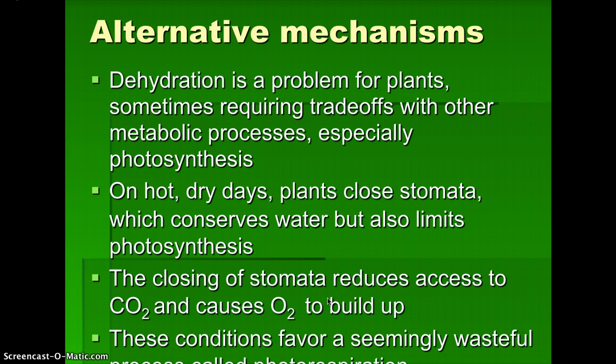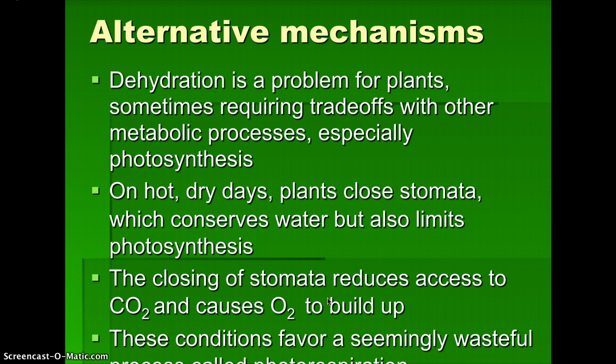Next, now we're going to look at the alternative pathways or alternative mechanisms for photosynthesis. Dehydration is a problem for plants and sometimes requires trade-offs with other metabolic processes, especially photosynthesis. On hot, dry days, plants close stomata, which conserves water, but also limits photosynthesis because you need to have that gas exchange occurring. So the closing of the stoma reduces access to carbon dioxide and causes oxygen gas to build up. These conditions favor a seemingly wasteful process called photorespiration.